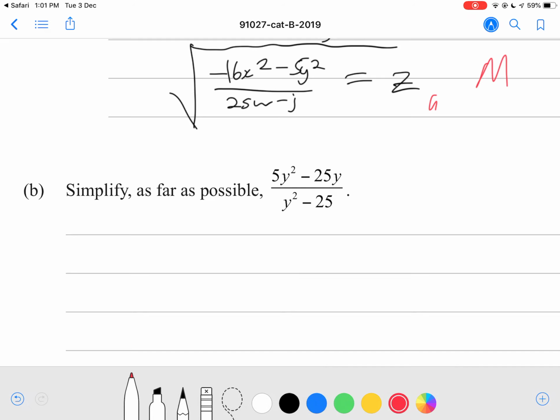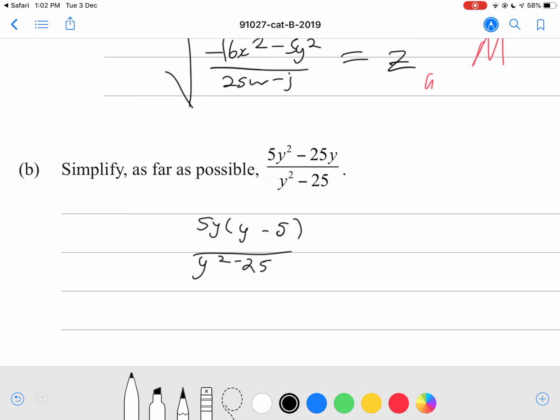So in this equation, we want to find a like factor and then cancel it out. In this case, we have y squared and y. 5y is actually a common factor, so we can factorize 5y. So 5y times (y minus 5) over y squared minus 25. Alright, so y squared minus 25 can be rewritten as (y plus 5) times (y minus 5).